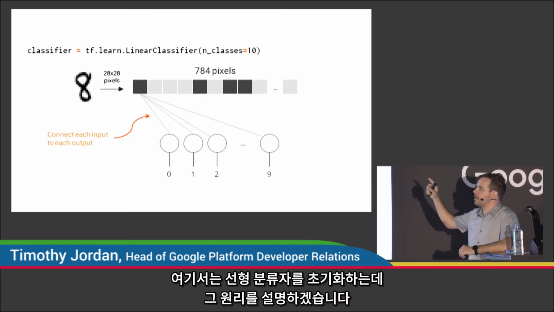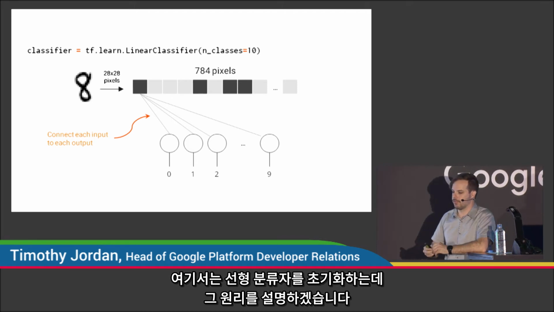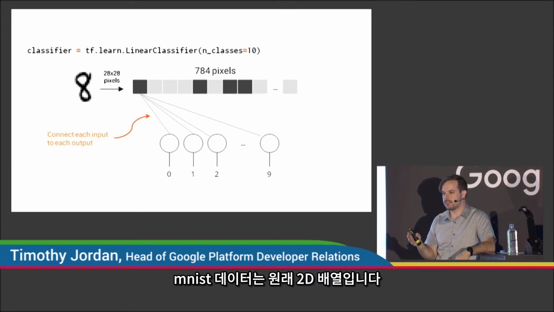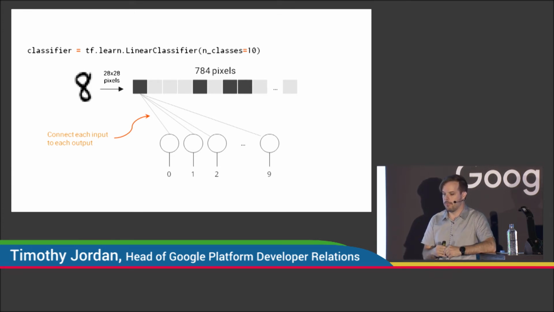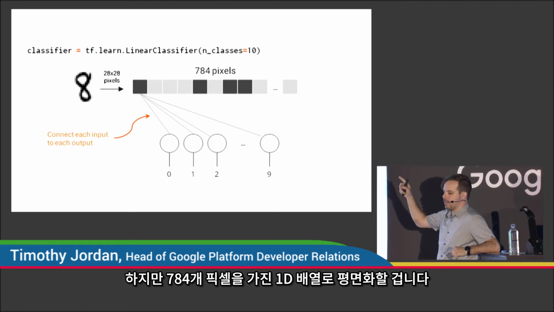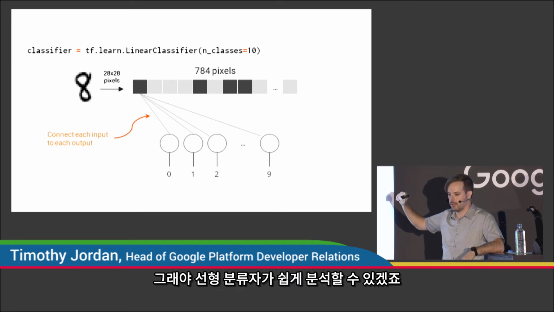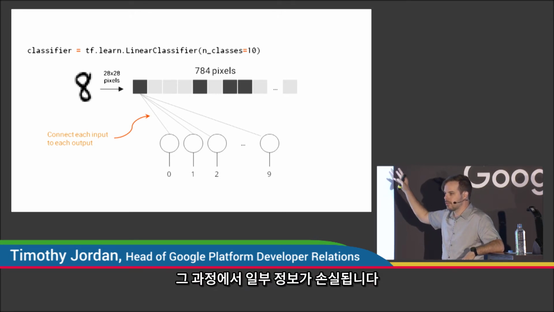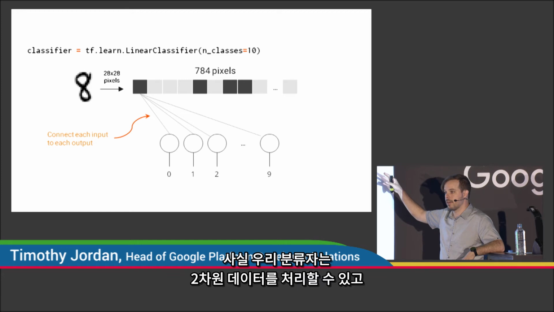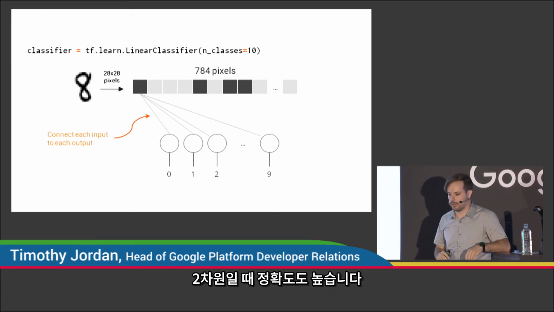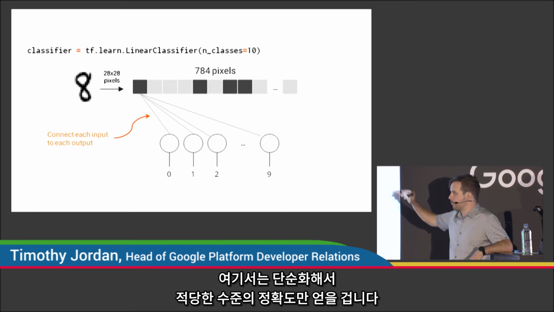Now, in this line, we're going to initialize the linear classifier, and this is how it works. First, we'll flatten the image. And the MNIST data it's really a 2D array, right? But we're going to flatten it into a 1D array of 784 pixels. It just makes it easier for the linear classifier. Now, we do lose some information doing this, and there are classifiers that can handle two-dimensional data, and they would do a better job. It would be higher accuracy. But again, we're going to simplify it here, and we'll still get pretty good accuracy.